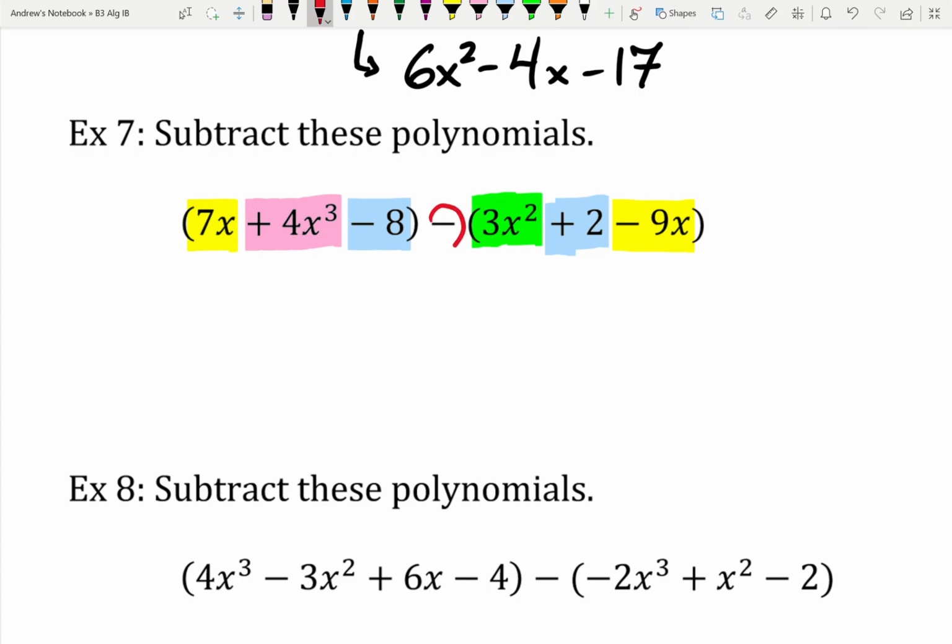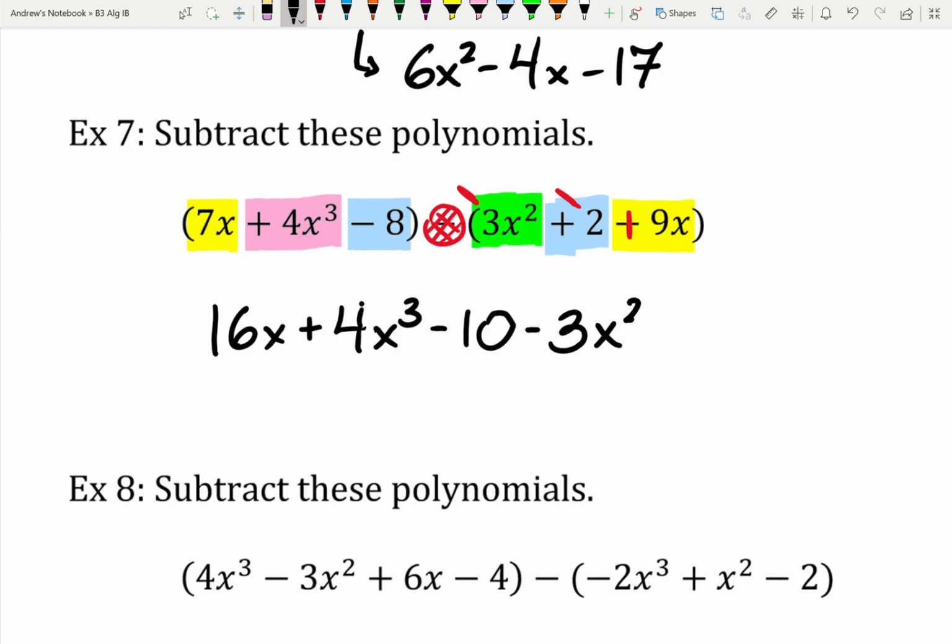Again, we're subtracting these, so everything that comes after that minus sign, I'm going to change to its opposite sign. We took care of that negative, so we're going to ditch it from the middle. And then again, it's just matching them up. I got those like terms in yellow: 7x plus 9x gives me 16x. We have that 4x to the third that we don't want to forget about, so plus 4x to the third. We have negative 8 and then minus 2 in blue, so that's minus 10. And then the stuff in green is minus 3x squared.